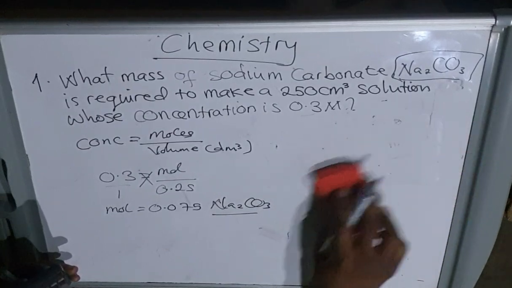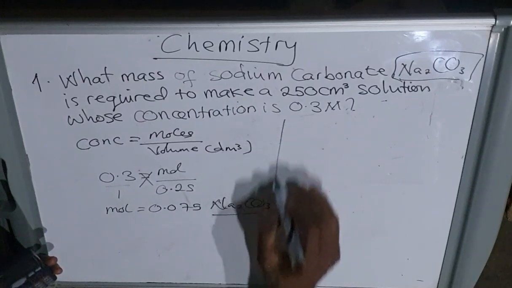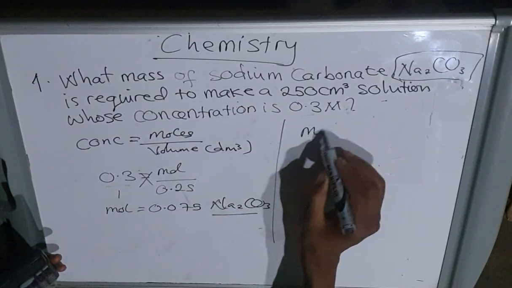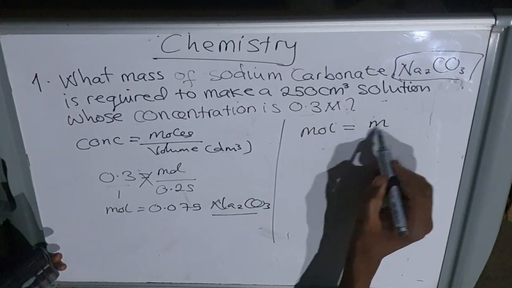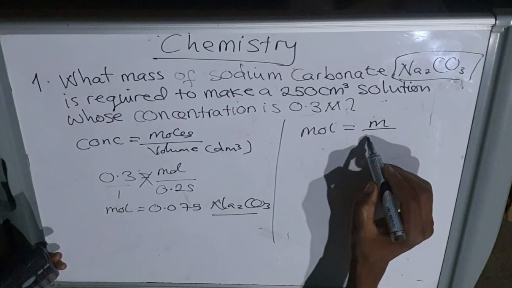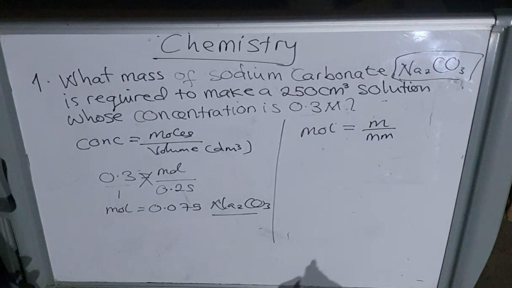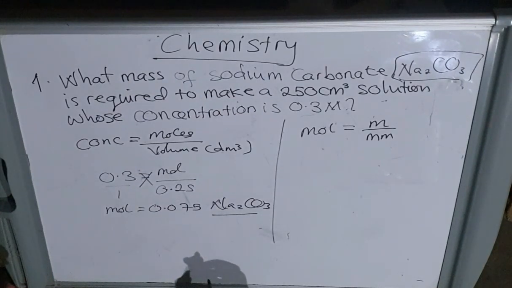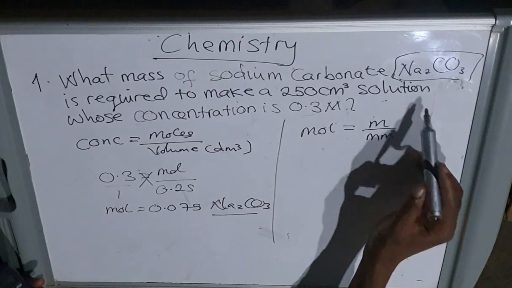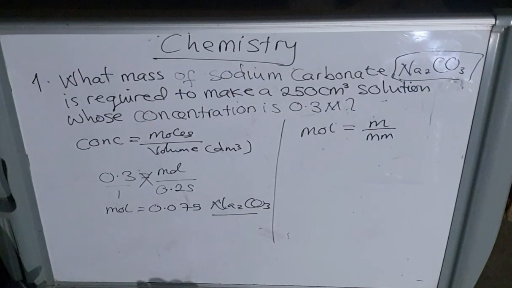So we have to use now the formula for number of moles in terms of mass, which is the number of moles is equal to mass of a substance over the molar mass, molecular mass of a substance, or formula mass. So we have to find the molar mass. How do we find the molar mass? We have to find the total masses of these elements which are found in sodium carbonate.